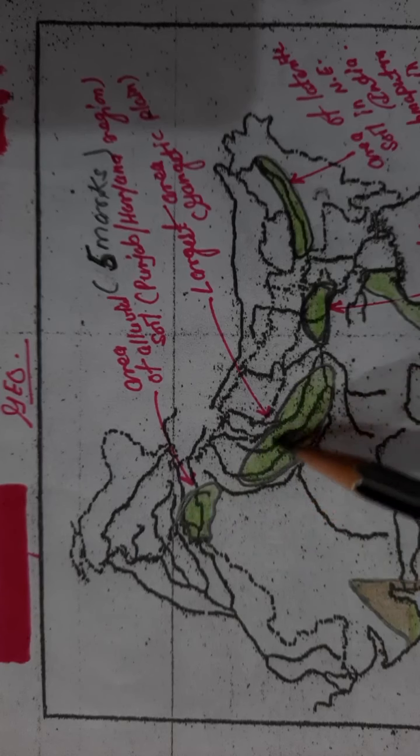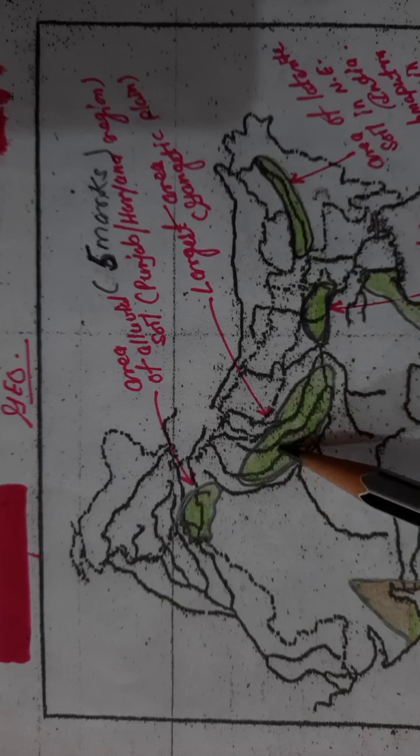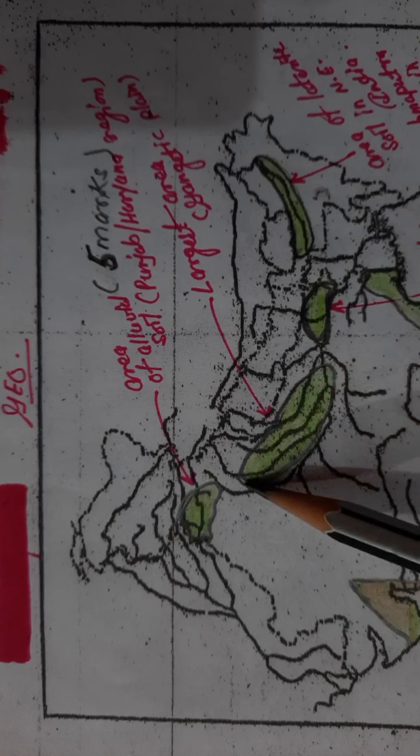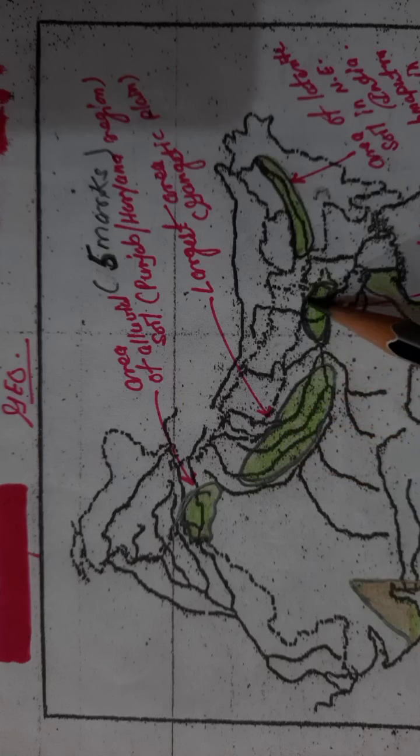One of the largest areas is the Gangetic plain area, that is the alluvial soil, because it is brought down by the river Ganga and its tributaries from the Himalaya and deposited in the low-lying region, what we call the plain area. So this is the Gangetic plain. This is also the alluvial soil. Here is also one area you can choose, alluvial soil.